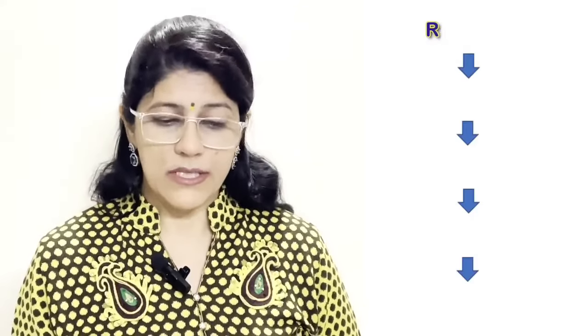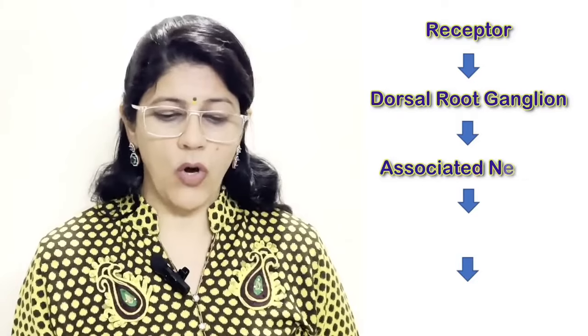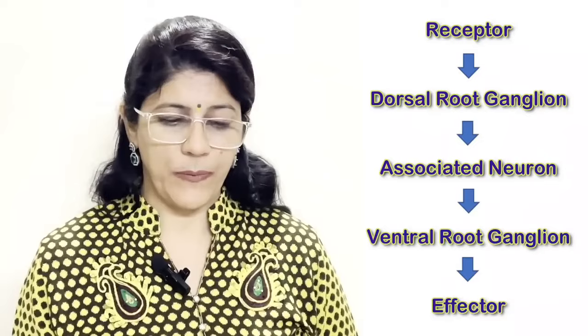Dorsal root ganglion, receptor, effector, ventral root ganglion, associated neuron. So starting with receptor. Receptor, dorsal root ganglion, associated neuron, ventral root ganglion and last is effector.